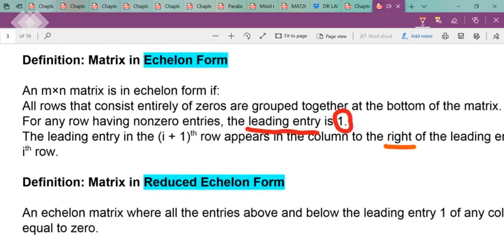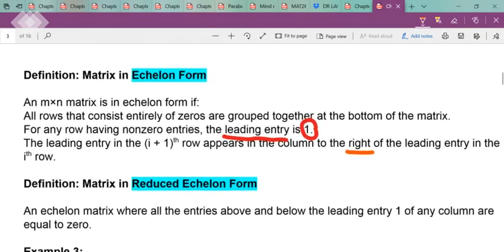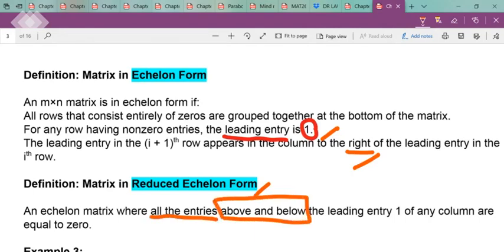So what is reduced echelon form? Reduced echelon form is the addition to echelon form. Meaning to say that after you have performed all your echelon form, then you will start to have your reduced echelon form, whereby all the entries above and below your leading entry 1 will be 0. Just simple like that. So let me share with you the examples.